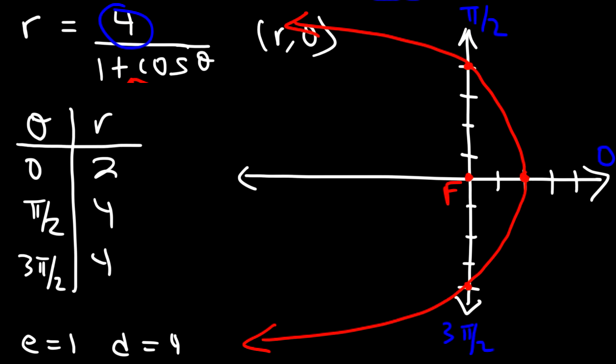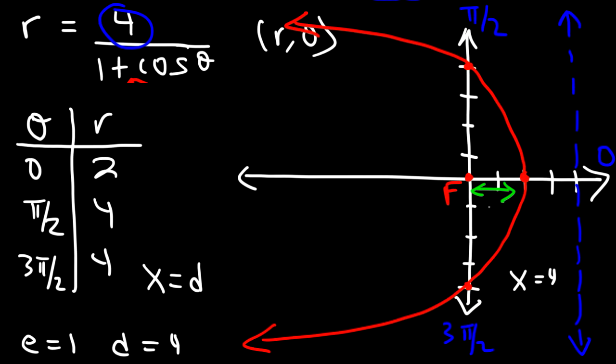Now we need to find the equation of the directrix. So we said d is 4, and for this particular type of shape, the directrix is going to be x equals d. So therefore I'll write it here, x equals 4. So we're going to have a vertical line at x equals 4. Now in rectangular coordinates, you've learned that p is the distance between the focus and the vertex of the parabola. P is also the distance between the directrix and the vertex. And this distance here, that's 2p.